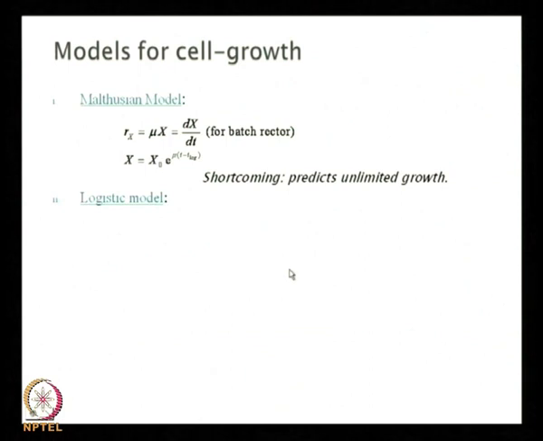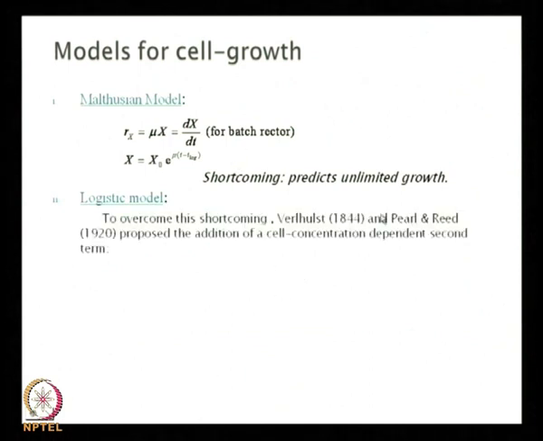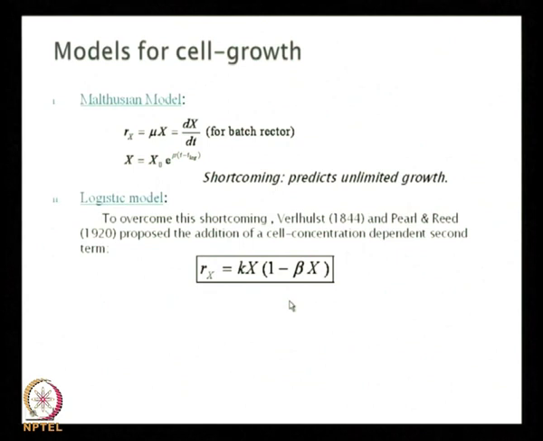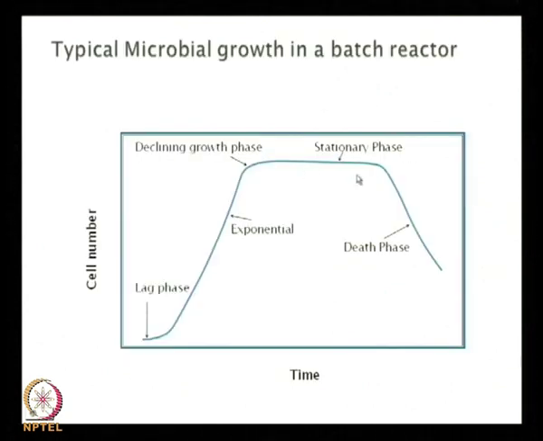The next model is known as the logistic model, to overcome the shortcoming of the Malthusian model. You see, these are very old models actually. These people, Verhulst and Pearl and Reed, in 1844 and 1920 proposed the addition of a cell concentration dependent second term, which means that the reaction is no longer first order in x. That was an intuitive idea. Let us go back to the picture. They said, well, it is decreasing after a certain value of the cell number, so why not make it dependent on cell number, but inversely. As cell number increases, your growth rate decreases. So, this was the intuitive thing.